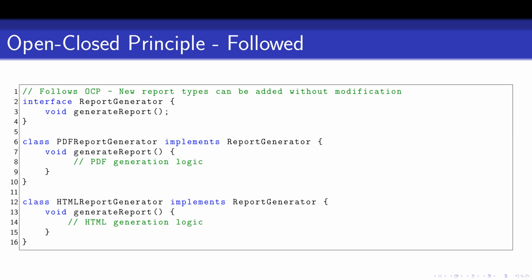Following this principle, we use an interface, ReportGenerator, to abstract report generation. Specific types like PDFReportGenerator and HTMLReportGenerator implement this interface, enabling extensions without altering existing code.